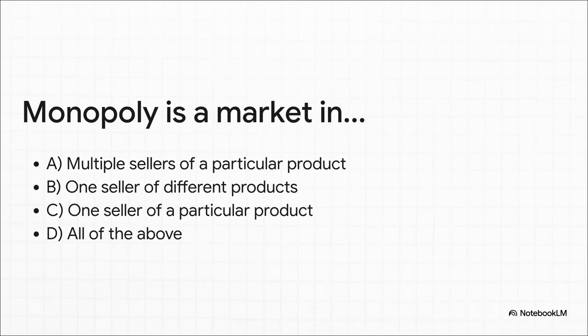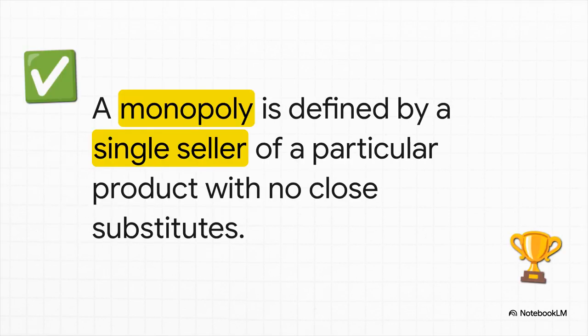Okay, question 1. Have a read, take a moment, and think back to the most basic definition of a monopoly. What's the one thing that defines it? All right, if you chose C, you are correct. A monopoly, by its very definition, is a market with one seller of one particular product. Let's see why the others are wrong. Option A, multiple sellers, that's describing a competitive market, not a monopoly. And B is tricky, but a monopoly focuses on a single, unique product, not a bunch of different ones.